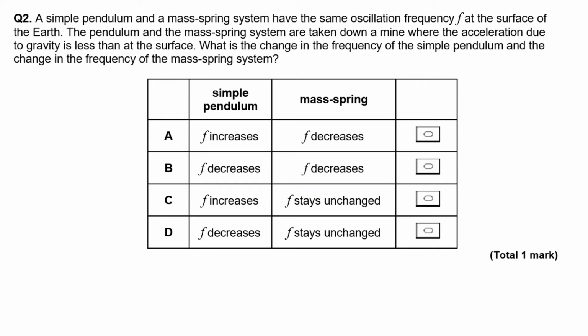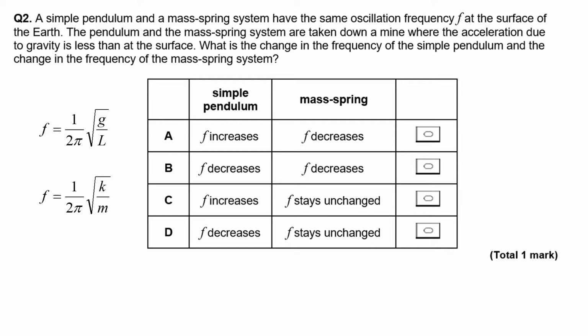So that's the center of oscillation, is another way of saying that. Okay, so next one, comparing a pendulum and a mass spring. We start off with them having the same frequency on the surface of the Earth, and then the pendulum and the mass spring system are taken down a mine where the acceleration due to gravity, or g, is smaller than at the surface. So that's what we want to know, how the frequency changes. First of all, I'm going to put up the equations to describe the frequency. The top equation on the left is for a pendulum. The bottom one is for a mass spring system. Essentially, it's the inverse of the time period equations.